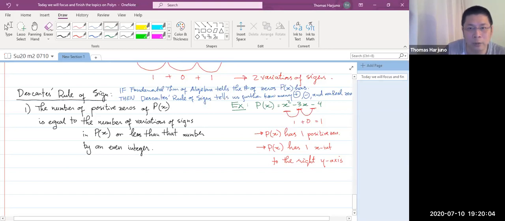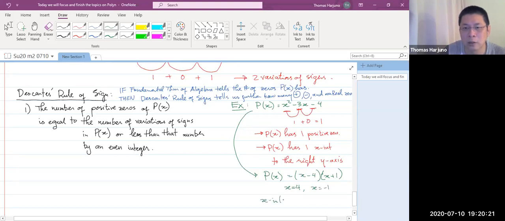Now I purposely chose this example because we can factor it and then confirm this is (x minus 4)(x plus 1), right? Okay, so the zeros are 4 and negative 1. So the x-intercepts are (4, 0) and (negative 1, 0). You should know how to do that already, okay? We have this question in your test 1.